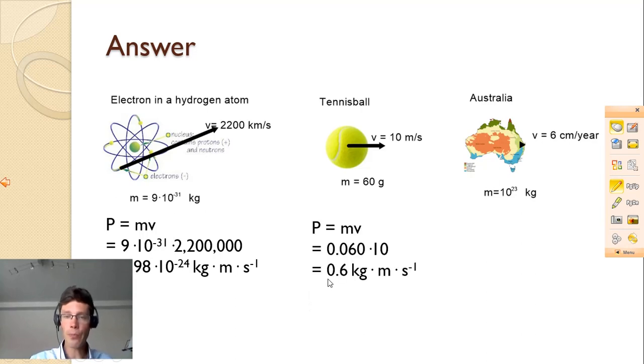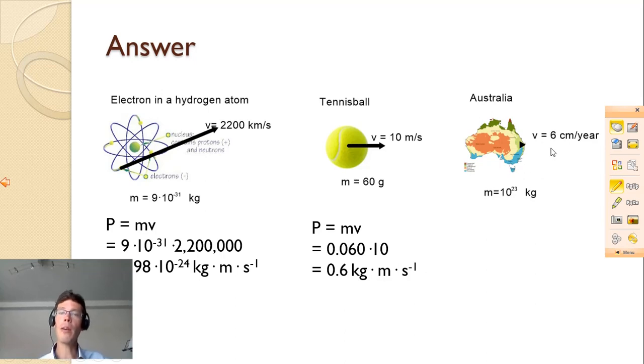Now the tennis ball, mass times velocity. The mass is 0.06. I've simply taken 60 grams and converted it to kilograms, so I divided it by 1,000, and the velocity is already in meters per second, which gives us 0.6 kilograms times meters per second.